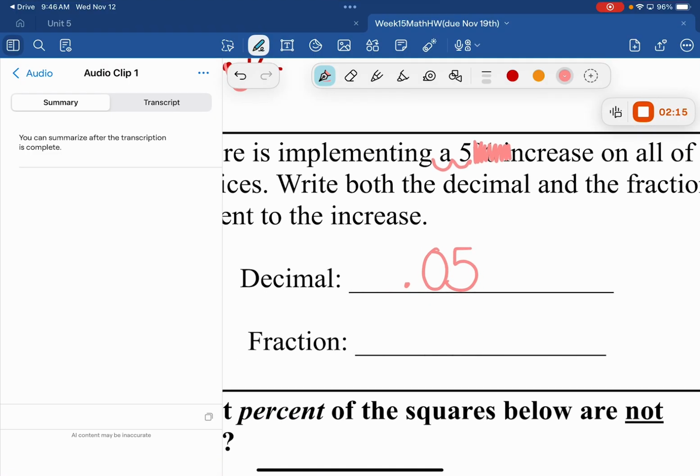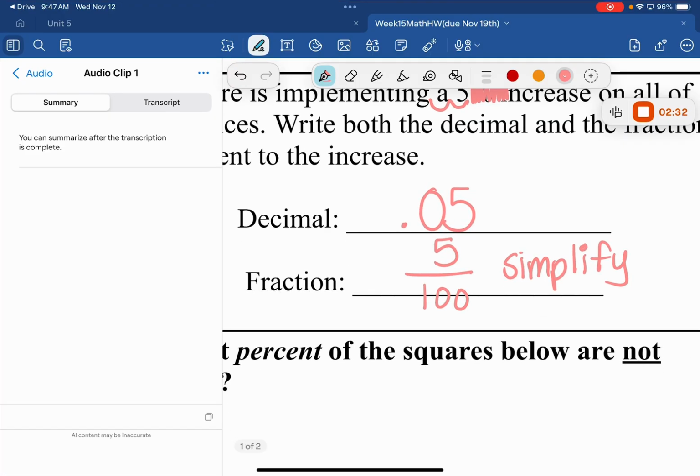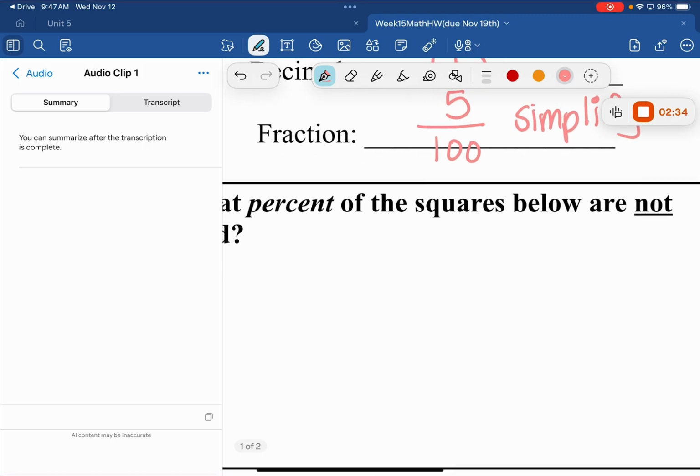As a fraction, you take it and you write it over 100, but you have to simplify. Even if they don't say simplify, you have to start simplifying all of these. You're seeing that you're losing points. You have to get in the simplify frame of mind.